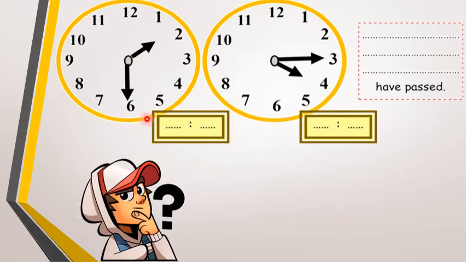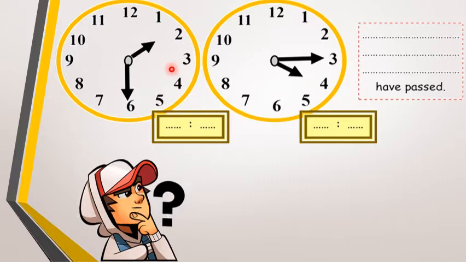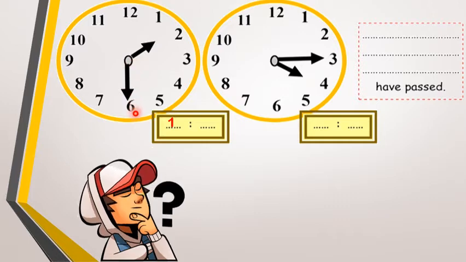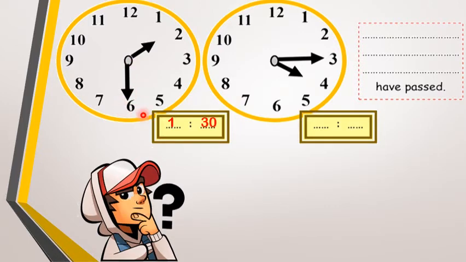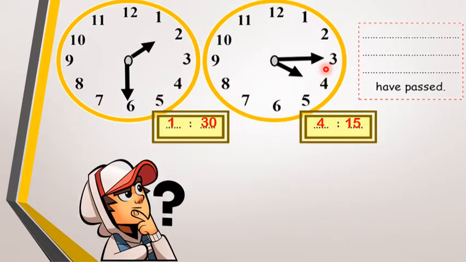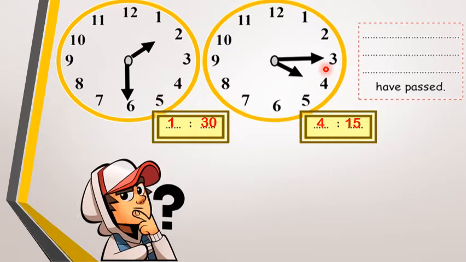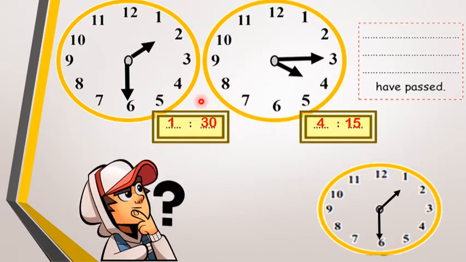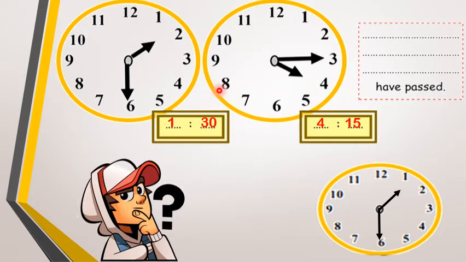Okay, let's calculate the time here. First, let's find the digital form for this analog clock. The short arm is on 1, and the long arm is on 6, so it means 30 minutes. And here the short arm is on 4, and the long arm is on 3, so it's 15 minutes. Let's calculate the elapsed time between these two. I started at 1:30.